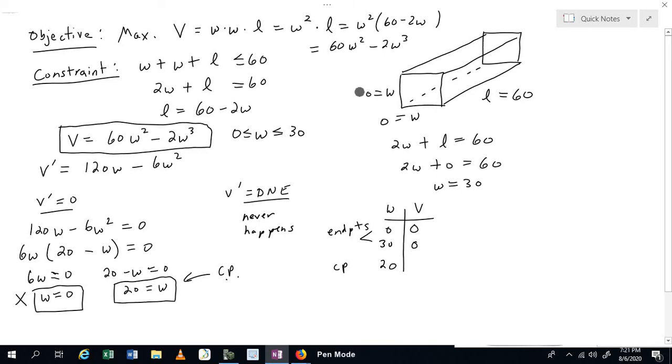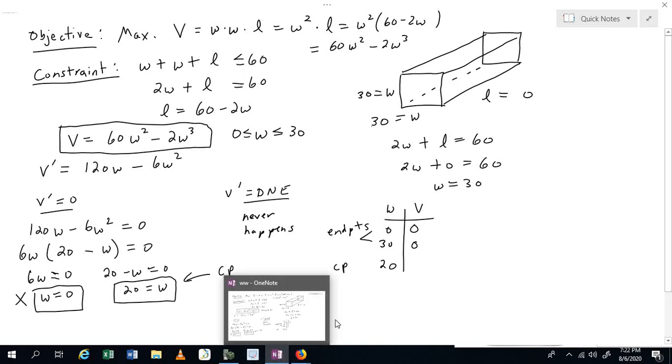Well, that makes sense too, because if both of these are 30, right, W is 30 and that one's 30, then there's nothing left over for the length because you've used all 60 right here. So that means the length of this box would be 0, and of course that box has no volume. Okay. So obviously these aren't going to give you the largest volume. Okay. So let's try the last one, which is 20.